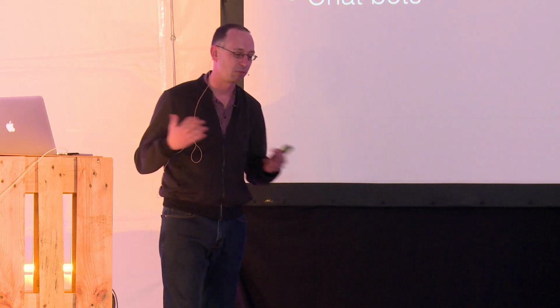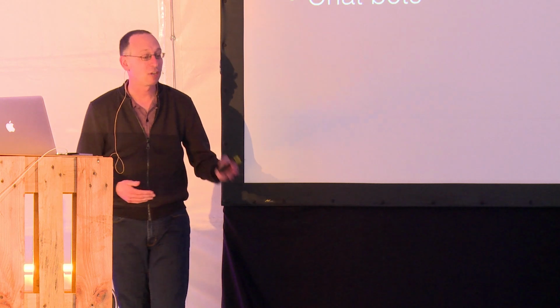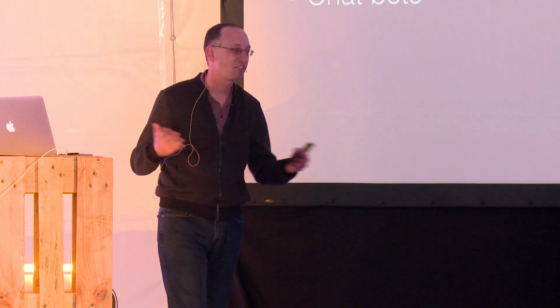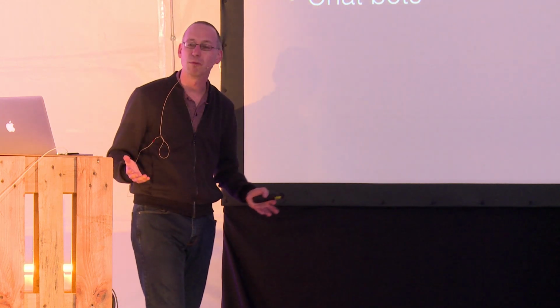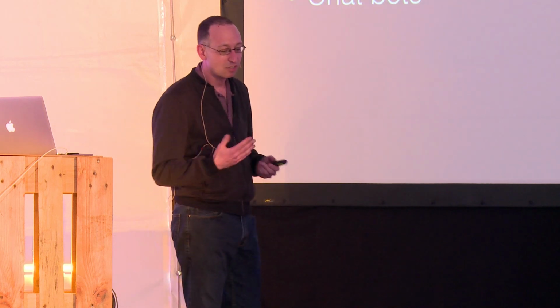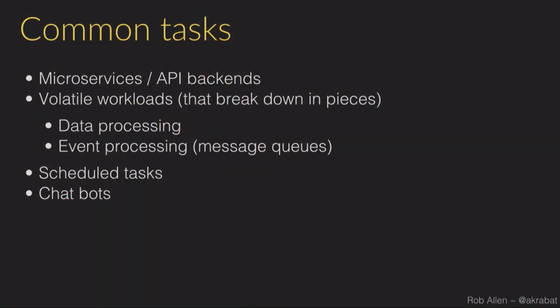So there's the common tasks. We just talked about these. Microservices, API backends. You've got to say microservices nowadays, otherwise nobody listens to you anymore. Have you noticed that? Volatile workloads, anything that you can break down into pieces, like data processing, event processing, work really, really well in a serverless environment. Anything that looks like a cron job also works well in serverless environments. Again, because you're not paying when it's doing nothing. And everyone loves chatbots because they make great demos.